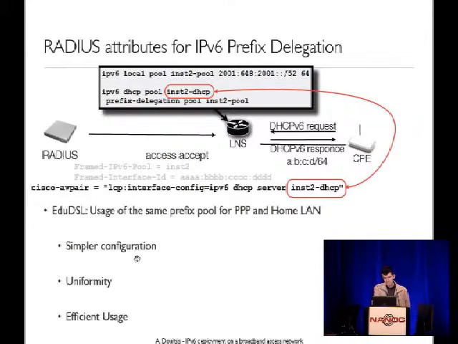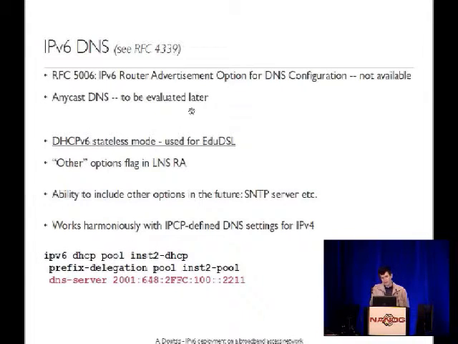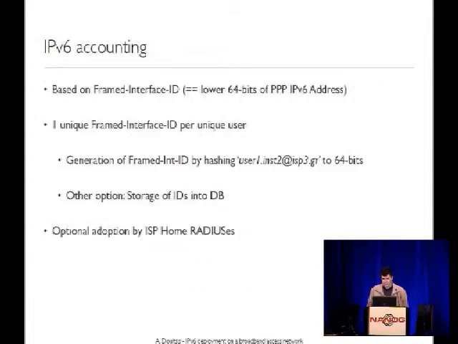As you can see, the IPv6 DHCP pool here has the prefix delegation command, and then we also add the DNS server option. And this works quite well with the IPCP DNS settings, which are transmitted in the NCP phase of PPP. And of course, in the future, there is the capability to add other options, I mean, apart from DNS, like SNTP servers and other interesting capabilities.